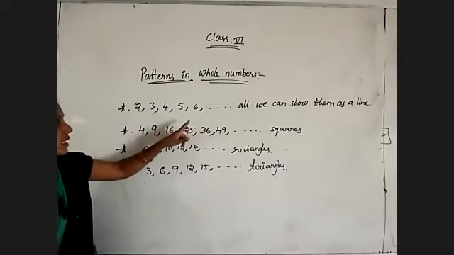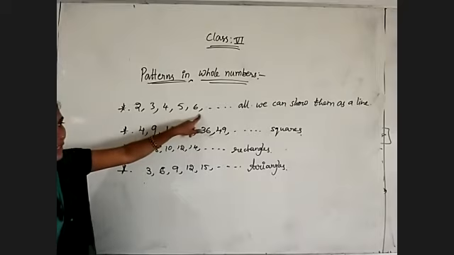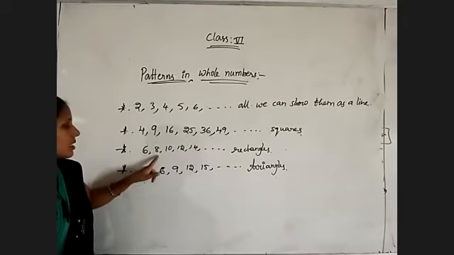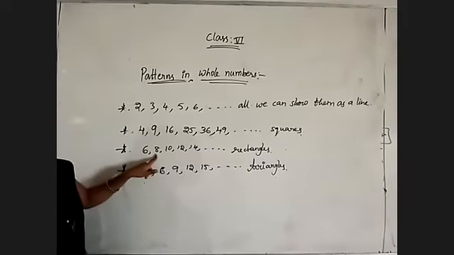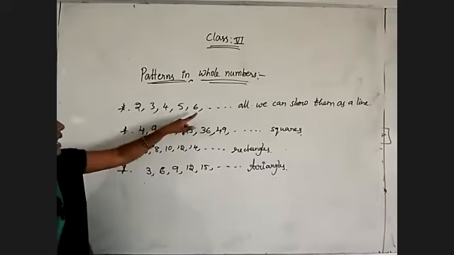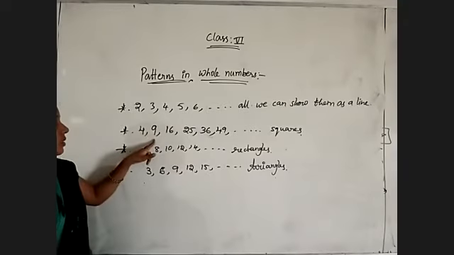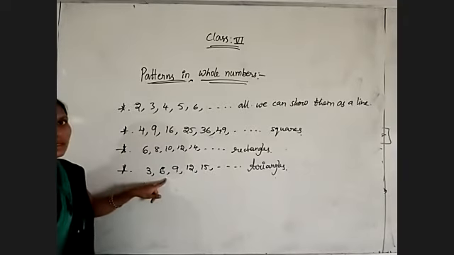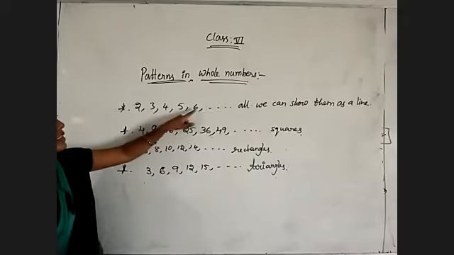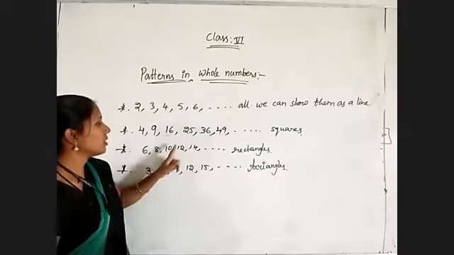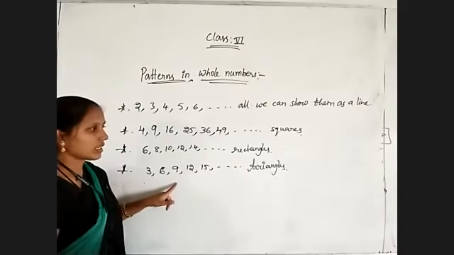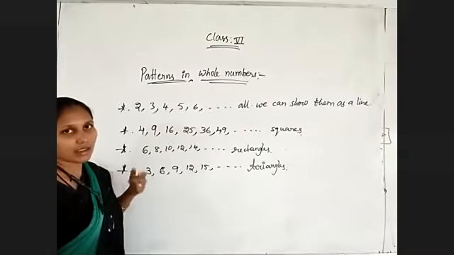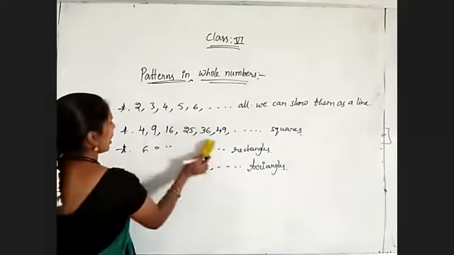And 8. 8 we can show as a line as well as a rectangle. 9. 9 we can show as a line, square and triangle. And 10. 10 we can show as a line and rectangle, that's all. So remember.